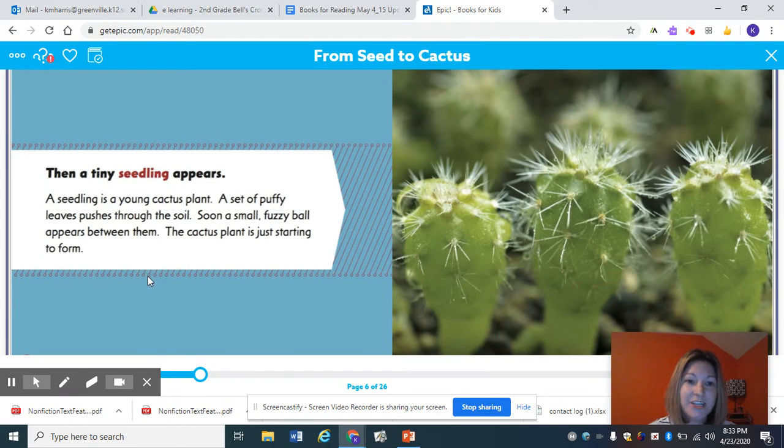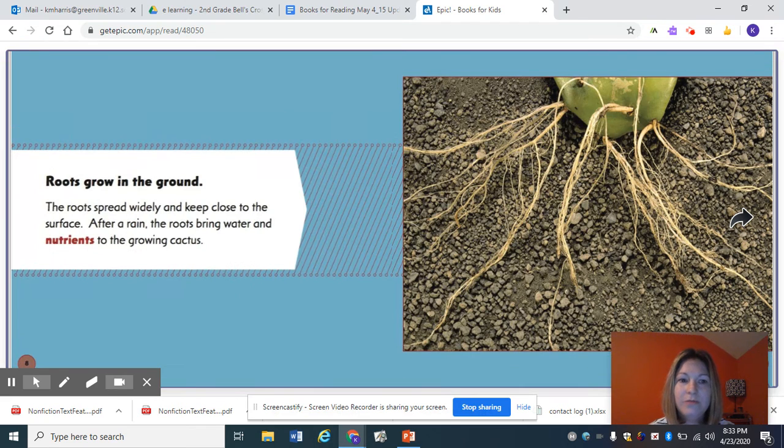A seedling is a young cactus plant. A set of puffy leaves pushes through the soil. Soon a small fuzzy ball appears between them. The cactus plant is just starting to form. Roots grow in the ground. The roots spread widely and keep close to the surface. After a rain, the roots bring water and nutrients to the growing cactus.